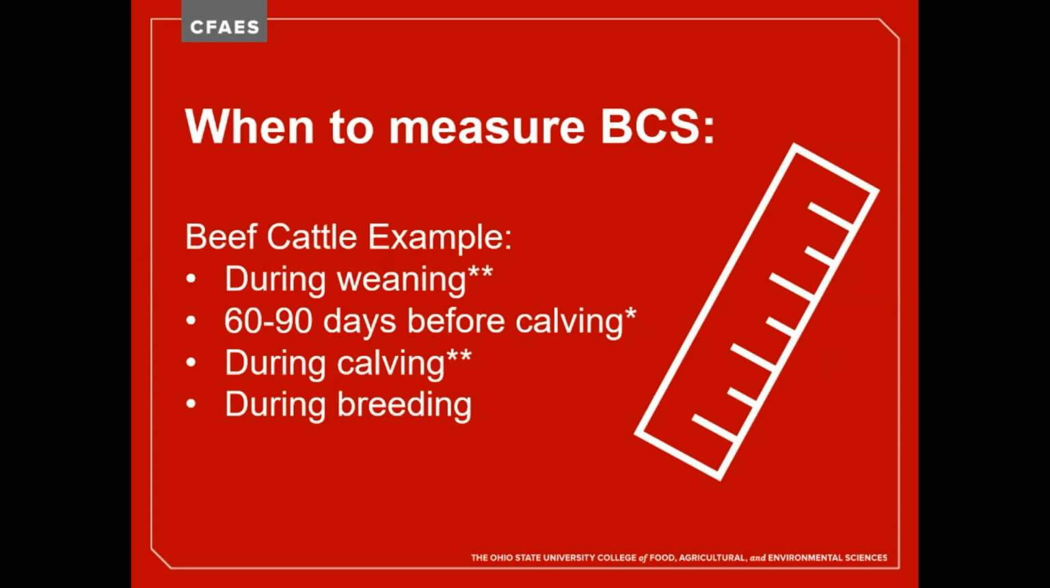The critical times to obtain BCS are during weaning and calving, although scoring cows 60 to 90 days before calving allows you to evaluate your dry cow nutritional program, while allowing enough time prior to calving for emergency feeding if needed. Although body condition should be evaluated at parturition, it may be difficult to increase body condition since lactation requires most of the energy an animal consumes.